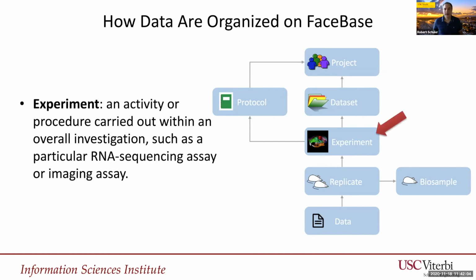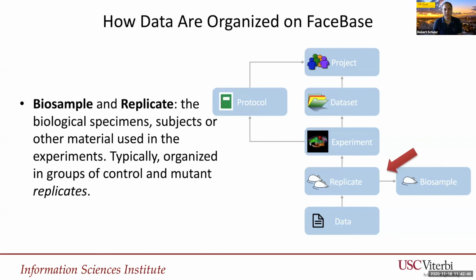And then, of course, you have an experiment, a particular activity or procedure that's carried out within the overall investigation. In this case, we often think of this as a more fine-grained unit of that overall investigation. I know these terms are all kind of synonymous, but we use them here in a similar way to some other repositories, where an experiment is used synonymously with a particular type and a focused assay. So it could be a particular RNA sequencing assay or an imaging assay. And it's related then, as we move down in this picture, to the replicates and the biosamples.